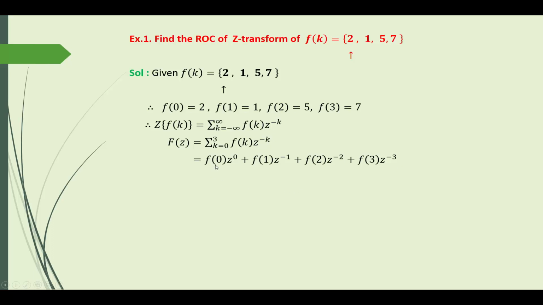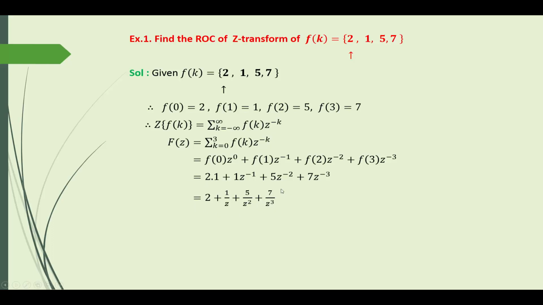Put the values of f of 0, f of 1, f of 2, f of 3. F of 0 is 2, so 2 z raised to 0 is 1, plus f of 1 is 1 z raised to minus 1, plus f of 2 is 5 z raised to minus 2, plus f of 3 is 7 z raised to minus 3. We get 2 plus z raised to minus 1, means 1 upon z, plus 5 z raised to minus 2, means plus 5 upon z square, plus 7 upon z cube.